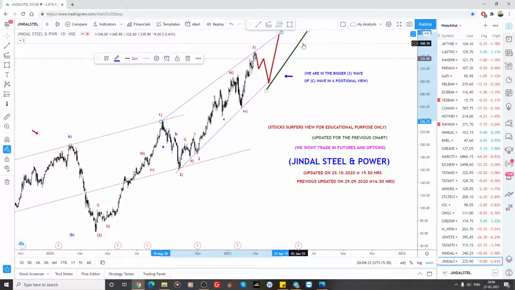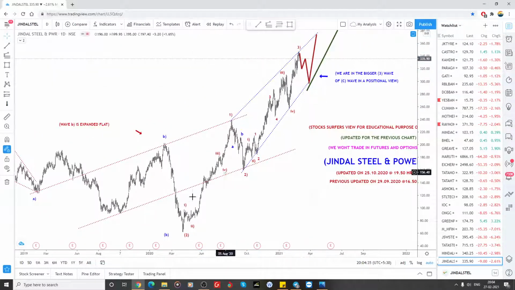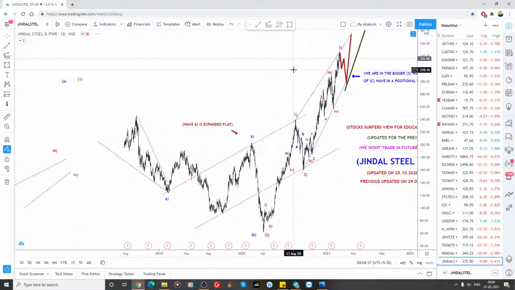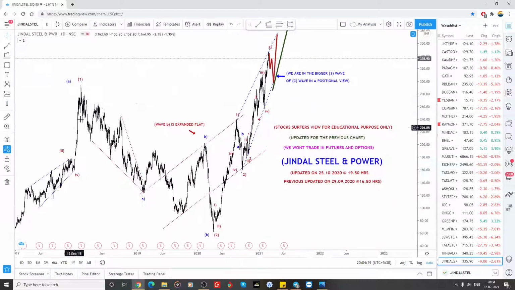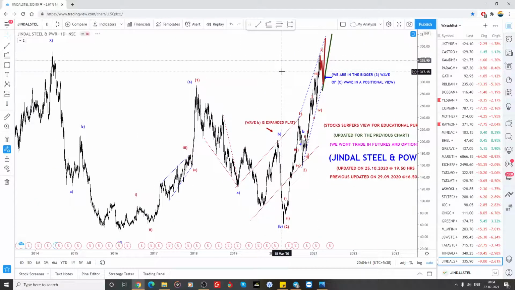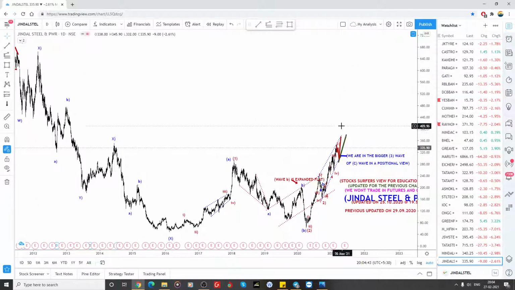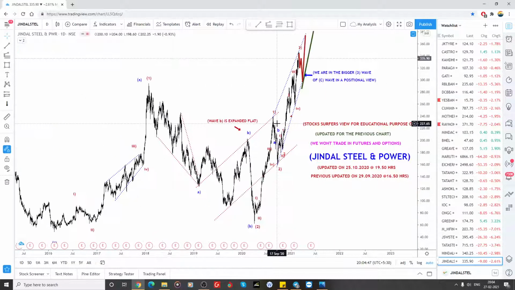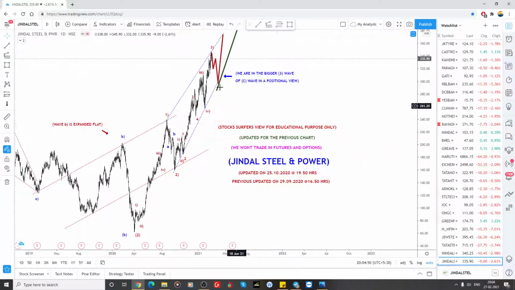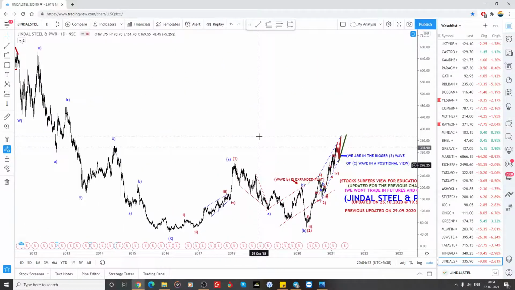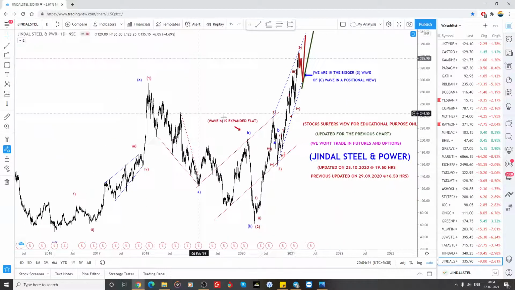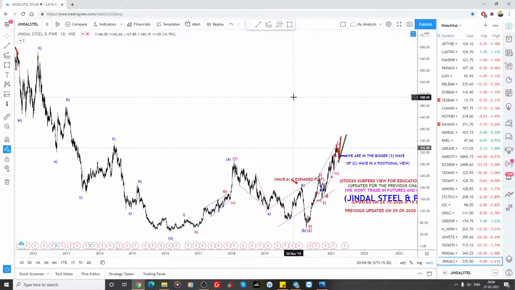So this channel, yeah. 1, 2, 3, 4, 5. That could be the end of A, B, or C, or this could be B, and C is a 1, and after that 2, 3, 4, 5, like that it can go. So there are a lot of options for investing purposes. Jindal we can buy. As I said, in the next 2 years it will be around 800 and above.